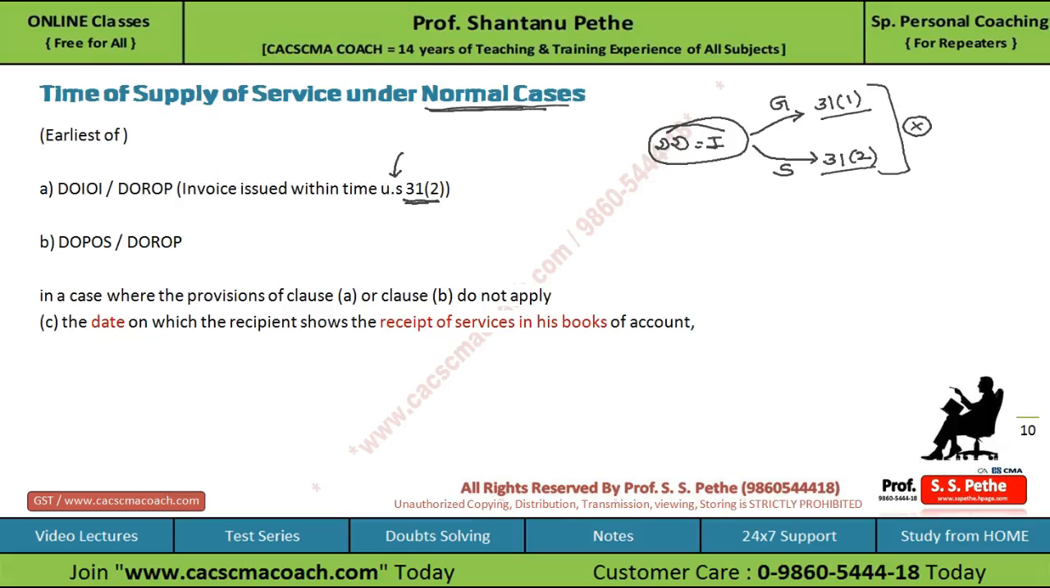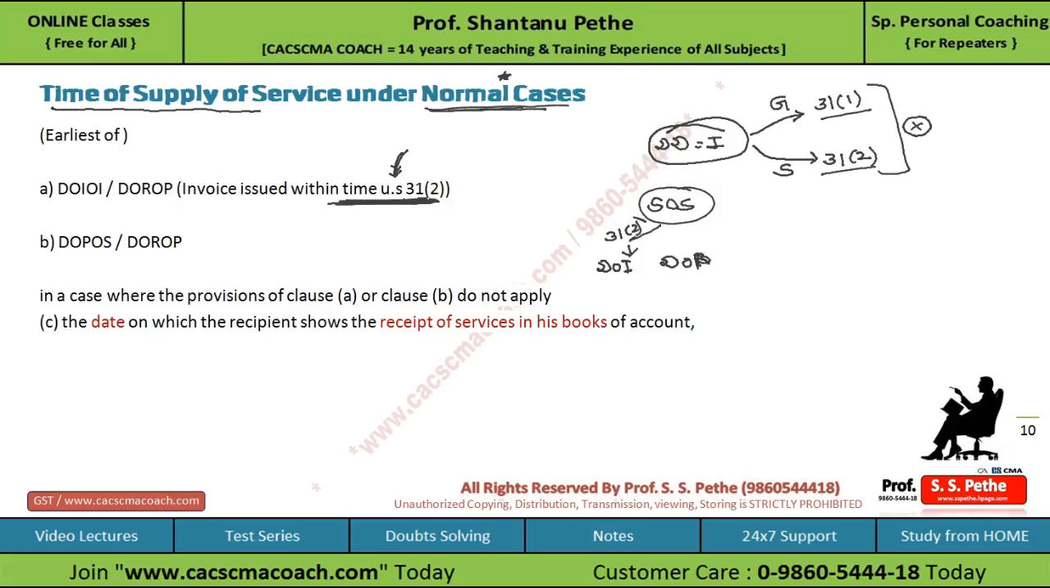So now let's see how to find out the time of supply of service under normal cases. It is very simple. First you have to check whether the invoice was issued within the time prescribed under section 31(2) or not. If the invoice for supply of service was issued within the time limit mentioned under 31(2), then you have to check the date of issue of invoice, that is the date of invoice, and compare it with the date of receipt of payment, that is the date of payment.